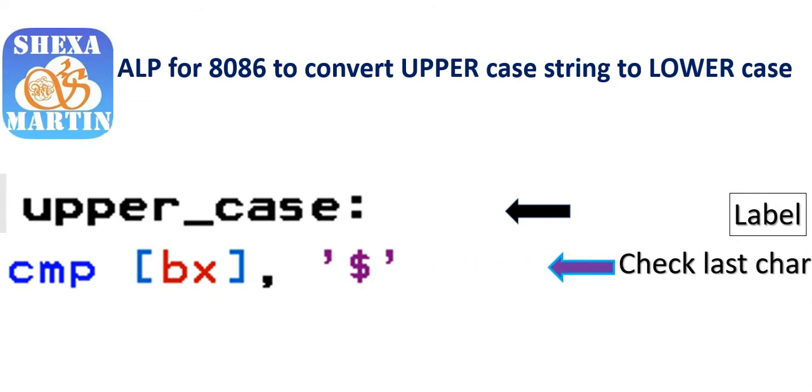But how do we compare these values? If you would want to check, you observe that the $ sign has got a numerical equivalent value, and each and every character that we have has got its numerical value, which is equivalent to that character. So here what we are doing is comparing the numerical value of the $ sign with the numerical value of a character stored at the memory address stored in bx. So we are checking whether we have reached the last character or not.